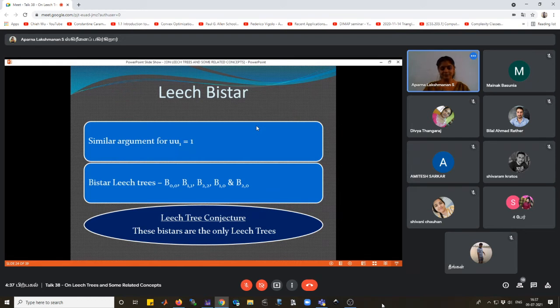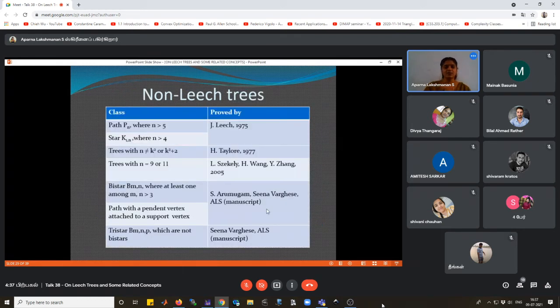Okay. So the leech tree conjecture can be restated as: these 5 bistars are the only leech trees. Now this gives a picture of what is known about leech trees. The cases of paths and stars were settled in 1975 itself, and Taylor proved that every leech tree will be of order either a perfect square or a perfect square plus 2. Then I told you the cases 9 and 11: there are no leech trees of order 9 and 11, settled by this group in 2005. The case of bistars, we have done.